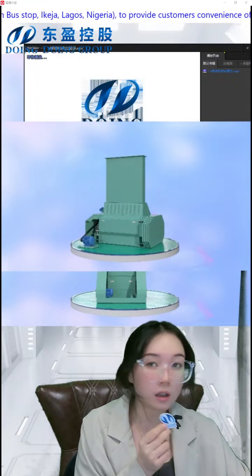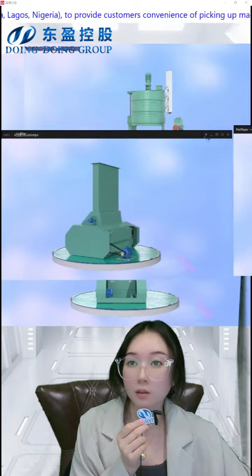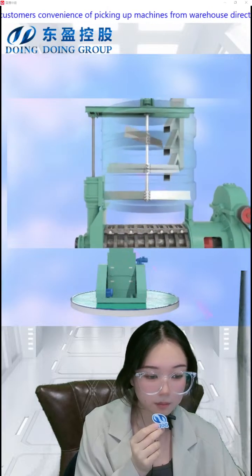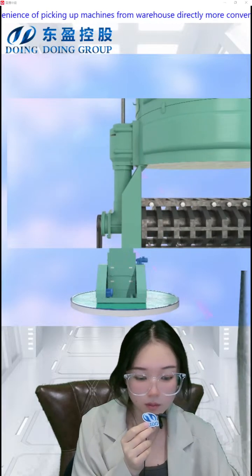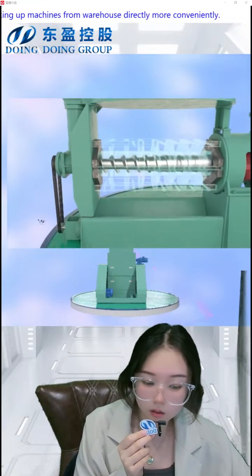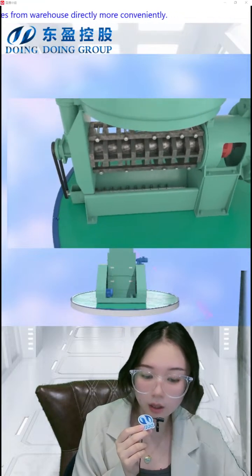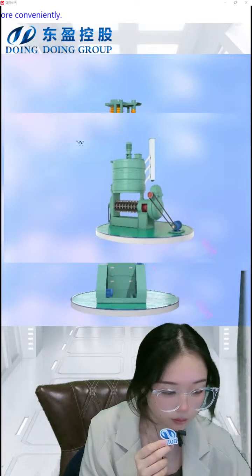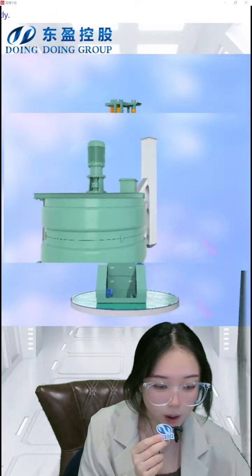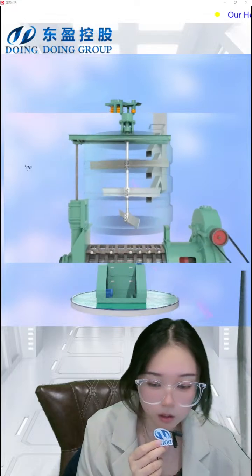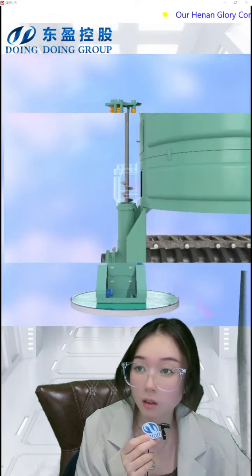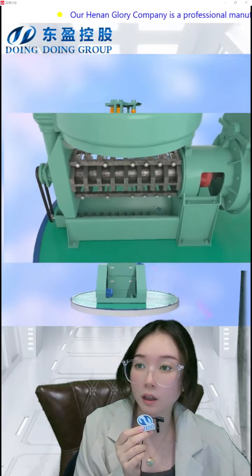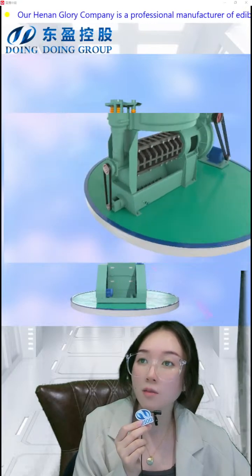Then the next machine is our press machine. We can obtain crude oil containing oil residue and impurities. Why do we choose this pressing machine? Because its residual oil rate is 6 to 7%.